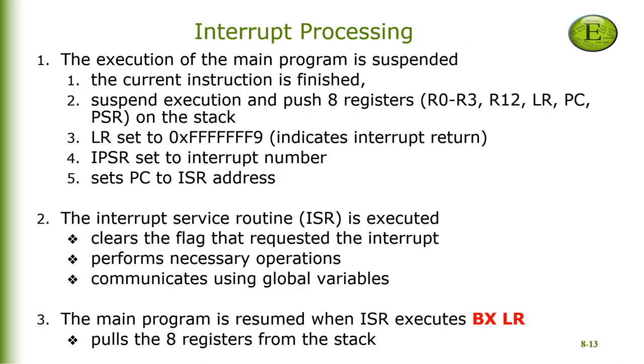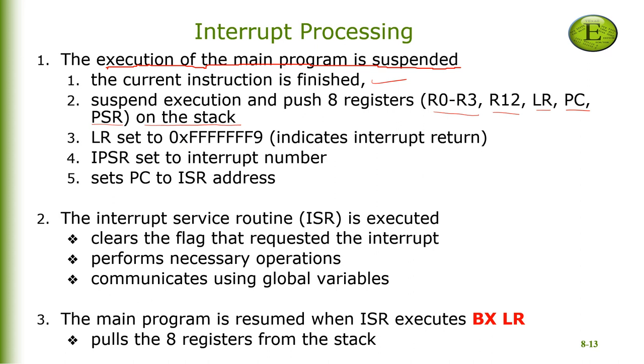Also, it is important to understand how the interrupts are internally handled inside the microprocessor hardware. The first step is the suspension of the main program the microprocessor is currently executing. However, that does not mean the ongoing instruction is suspended. In fact, the microprocessor proceeds with the execution of the current instruction till it is finished. Once the instruction is finished, the suspension task actually begins by pushing 8 registers: R0 through R3, the register R12, the link register, program counter, and the program status register, all pushed onto the stack.